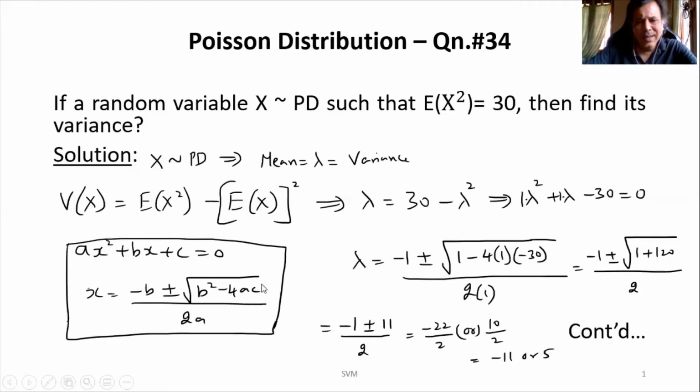Now what is this? This is lambda. Lambda is also the variance of the Poisson distribution, so it cannot be negative. So I should say that this is not applicable. So the lambda value should be 5 only. So that's the answer for this.